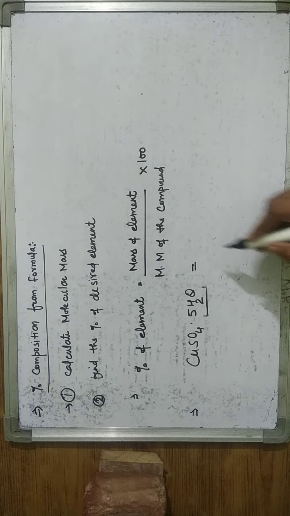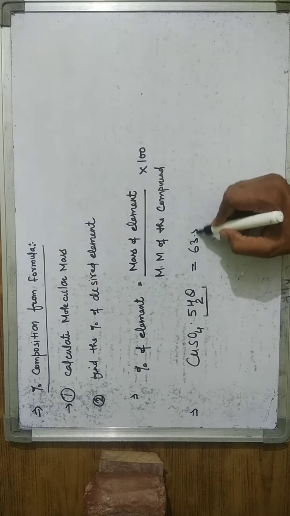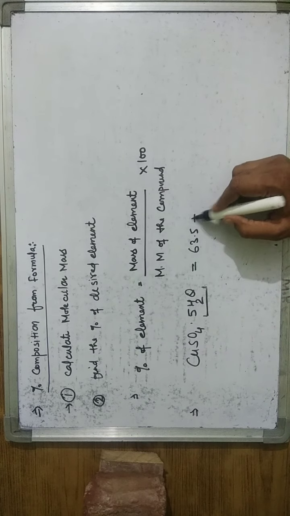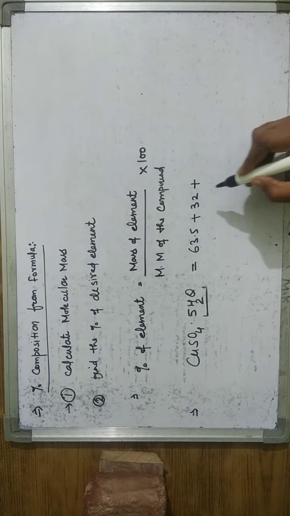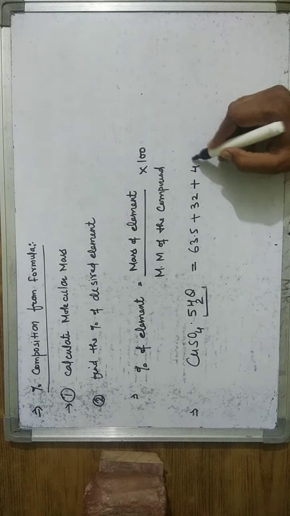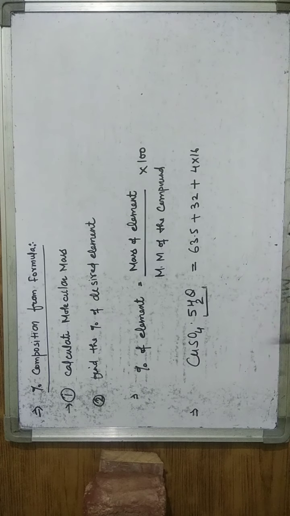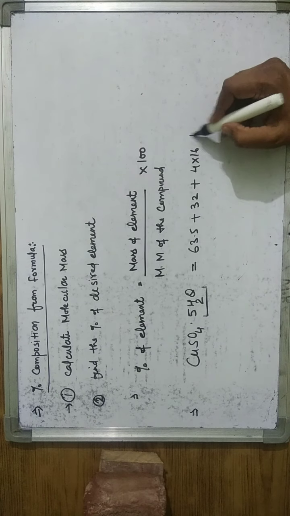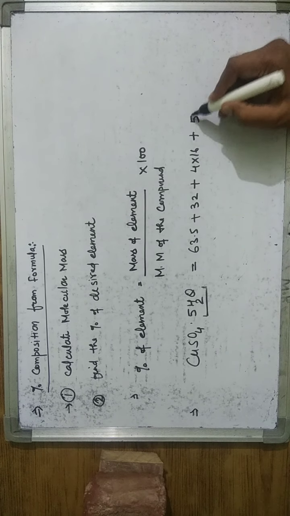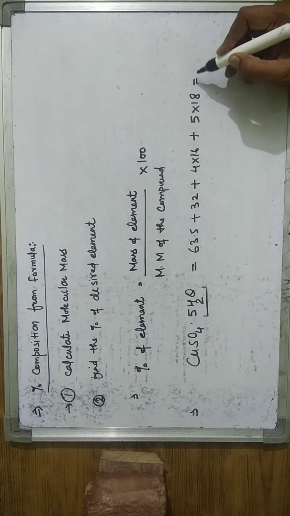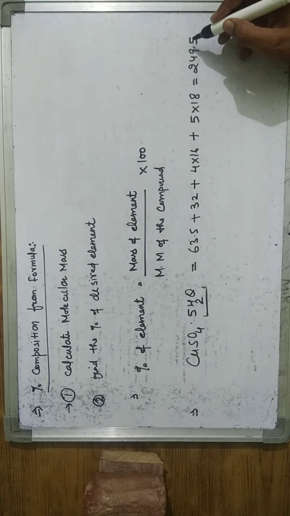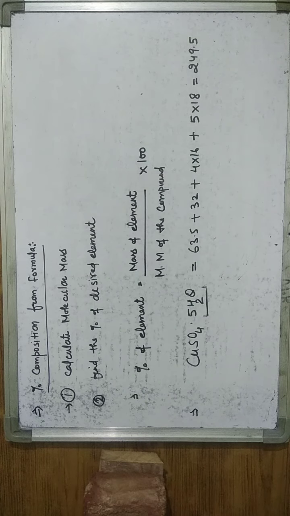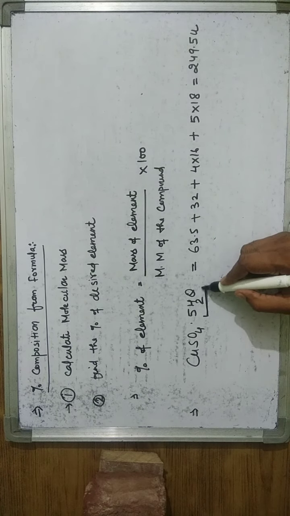Now the mass of copper is 63.5, plus mass of sulfur, plus 4 into 16 mass of oxygen, plus mass of water molecule 5 into 18. Total sum is equal to 249.5 units total mass. And I want to find out here the percentage composition of water.